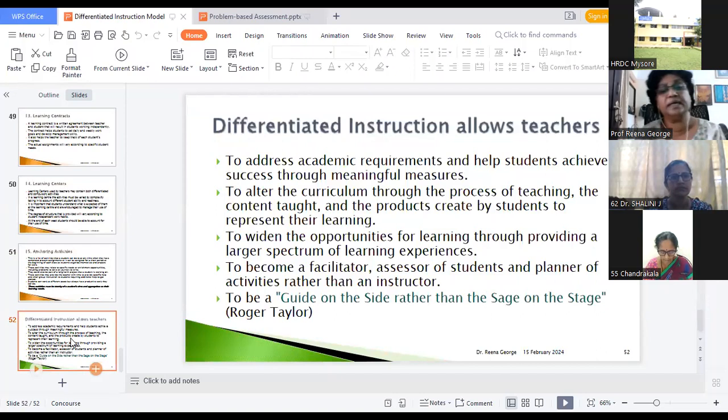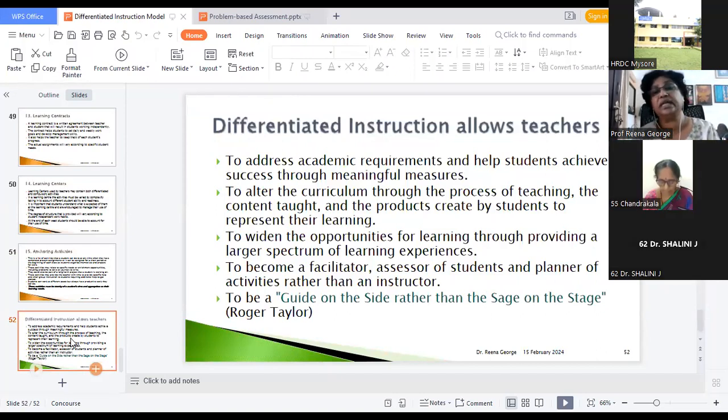So this is the final one. Differentiated instruction allows teachers to have some benefits: to add academic requirements and help students achieve success through meaningful measures; to alter the curriculum through the process of teaching, the content taught and the products created by students to represent their learning; to widen the opportunities for learning, providing a larger spectrum of learning experiences.